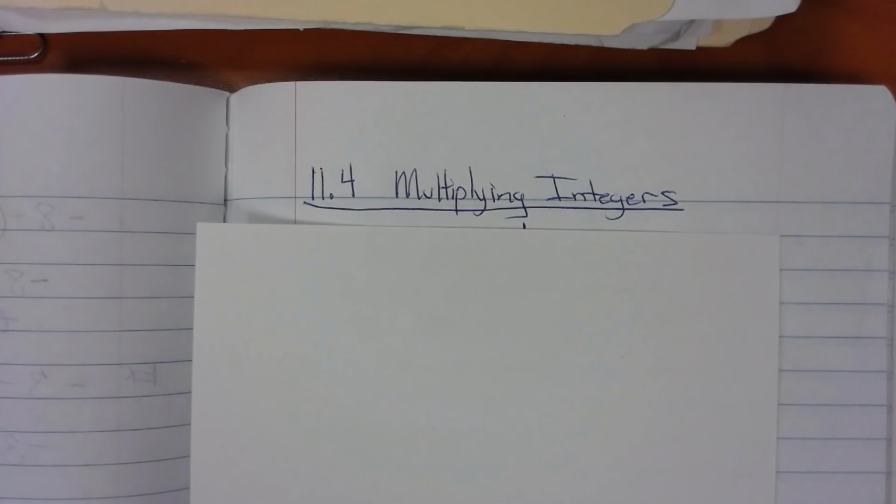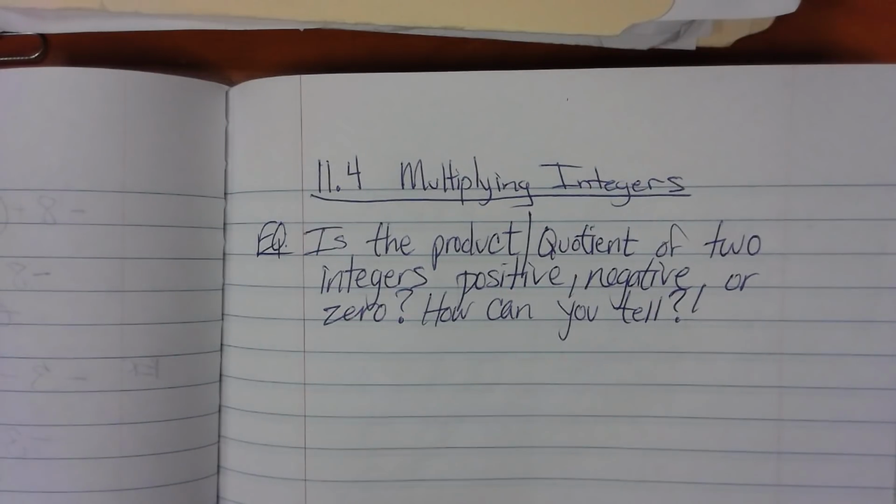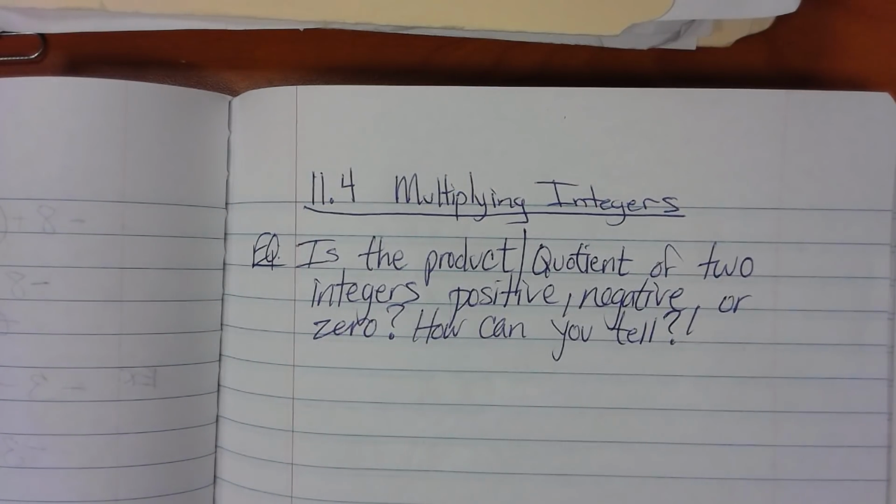11.4, multiplying integers. We talked about adding and subtracting integers. Alright, we want to focus on being able to answer this question in depth, not just a couple words. Is the product or quotient of two integers positive, negative, or zero, and how can you tell? So as you go through this lesson, you want to make sure you are finding information you can answer that.